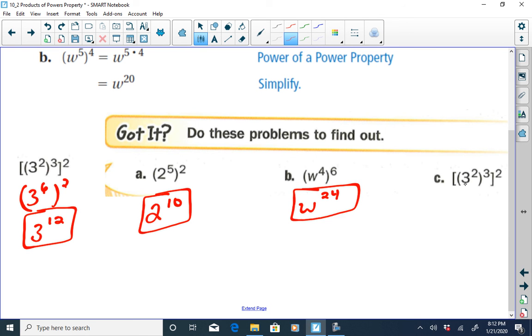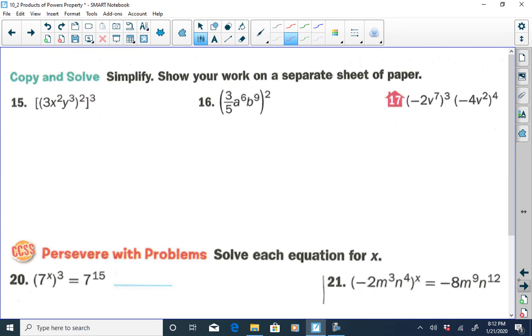This last example, we have 3 to the 2nd power. That's the same as our first example. All right, so we're just going to skip down to the next page here.